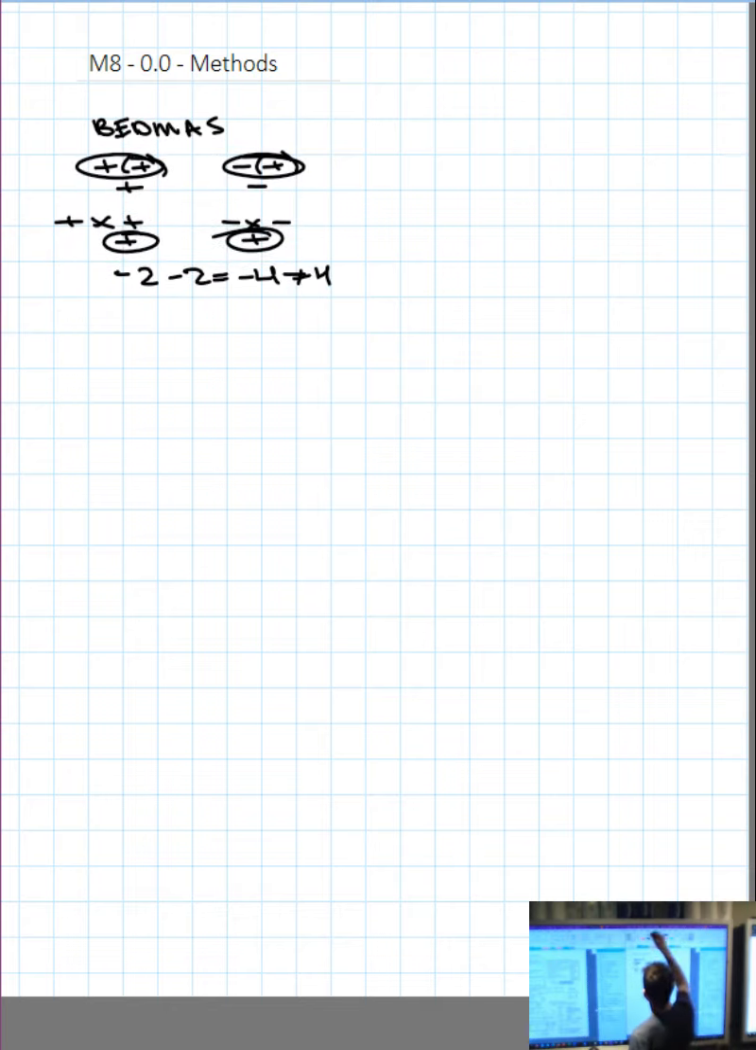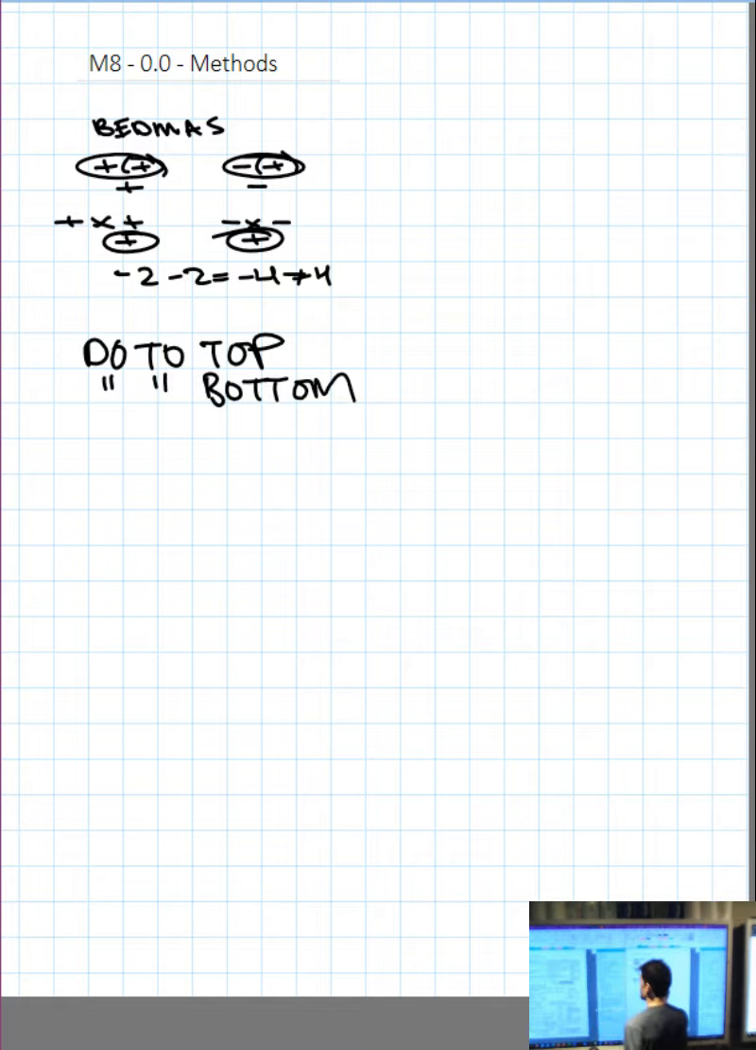Okay, so continuing. Fractions. So we have do to the top, do to the bottom. Do to the left, do to the right. Don't overlap these rules. It doesn't mean do to the top, do to the left. It means if you're going to do something at the top, do it to the bottom. If you're going to do something to the left of the equation, do it to the right.